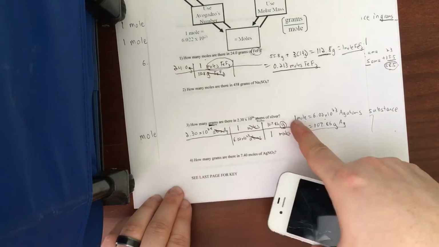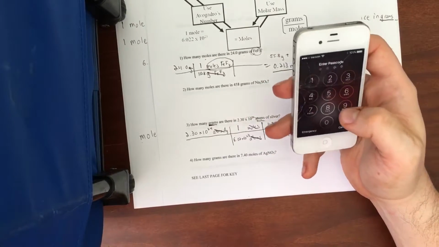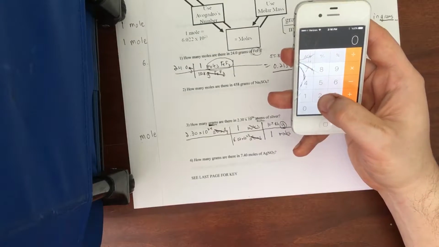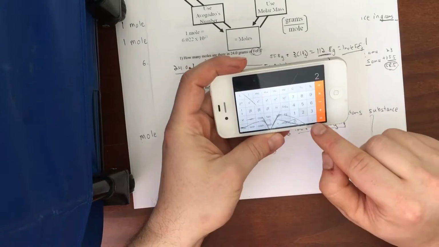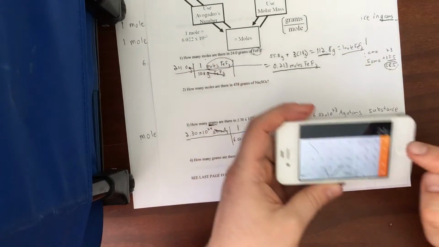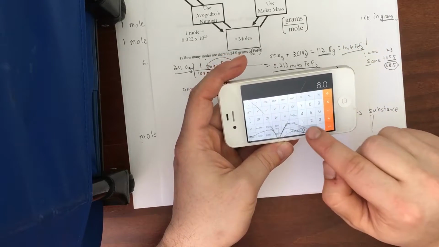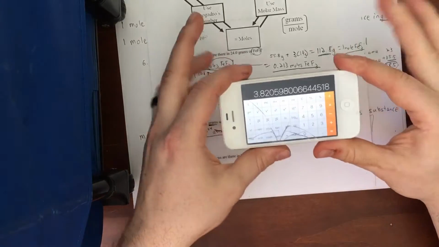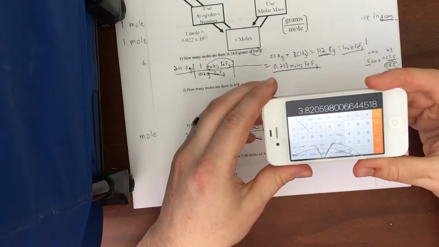We multiply everything on the top, we divide everything on the bottom. So we would put that into our calculator, need to go scientific, 2.3 times 10 to the 24th divided by 6.02 times 10 to the 23rd, and that tells us the number of moles. Again, if we stopped here, that'd be 3.8. We have 3.8 moles of silver.